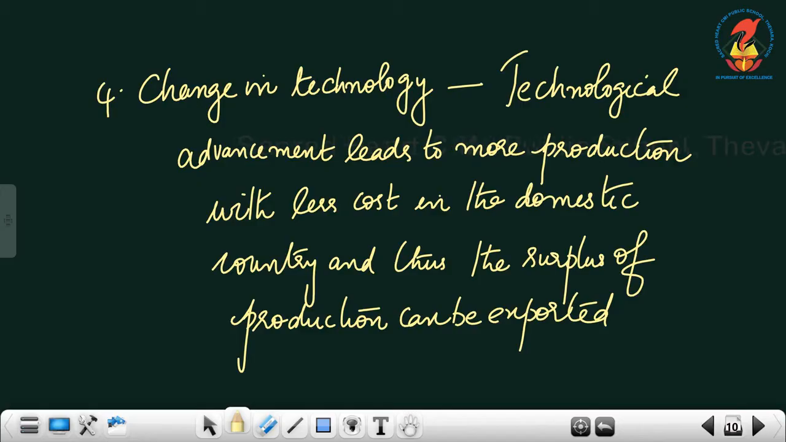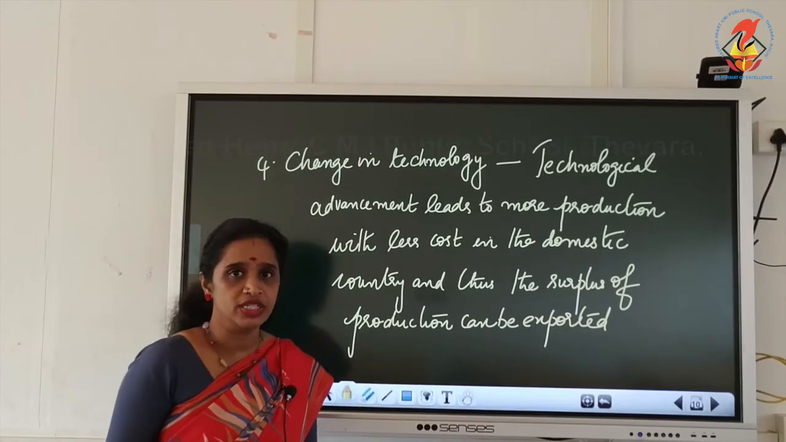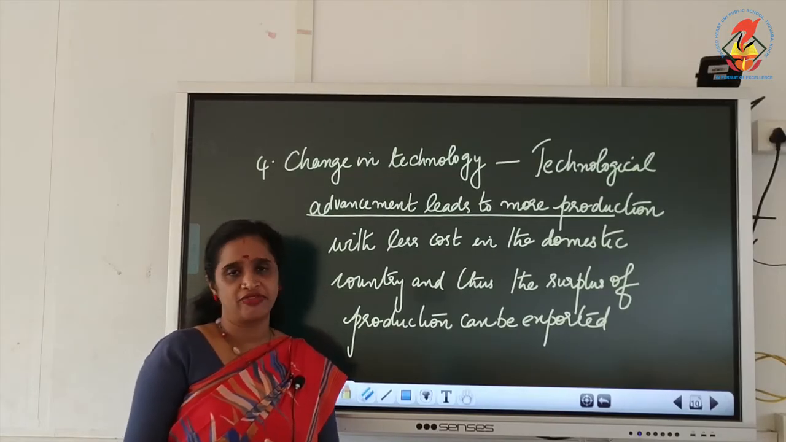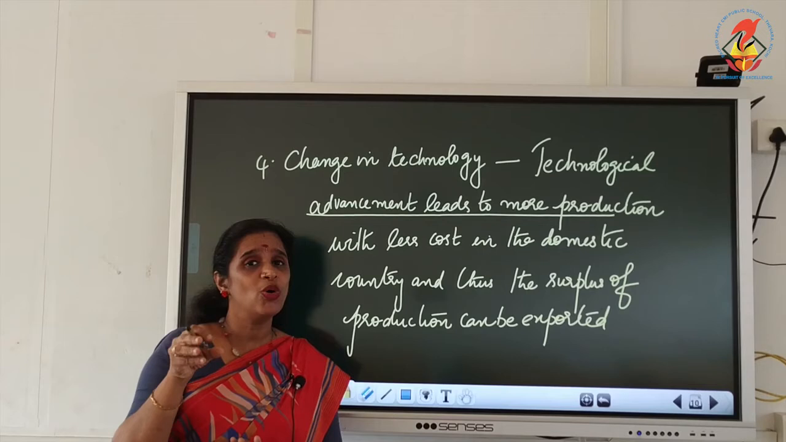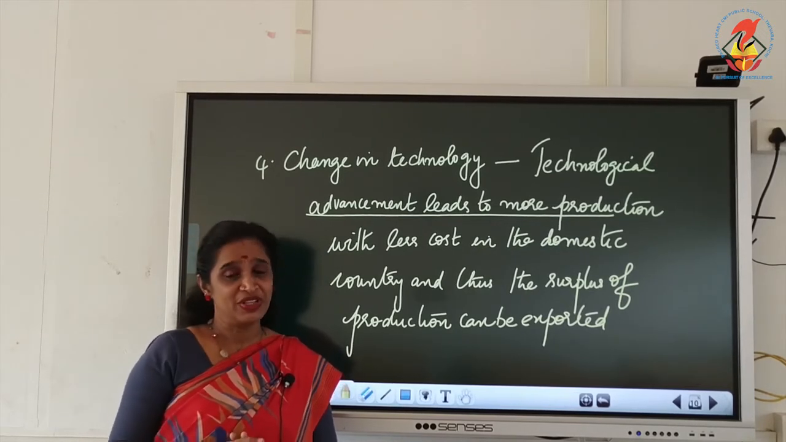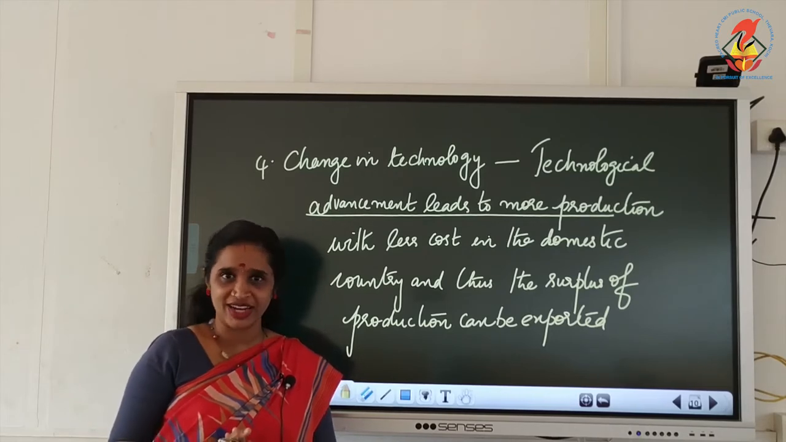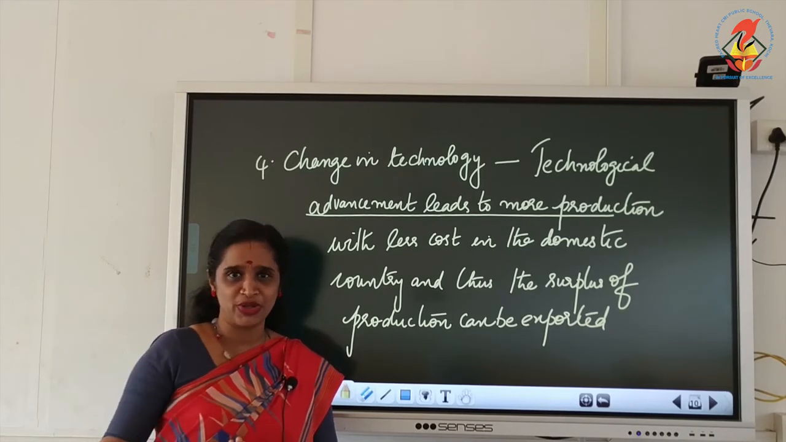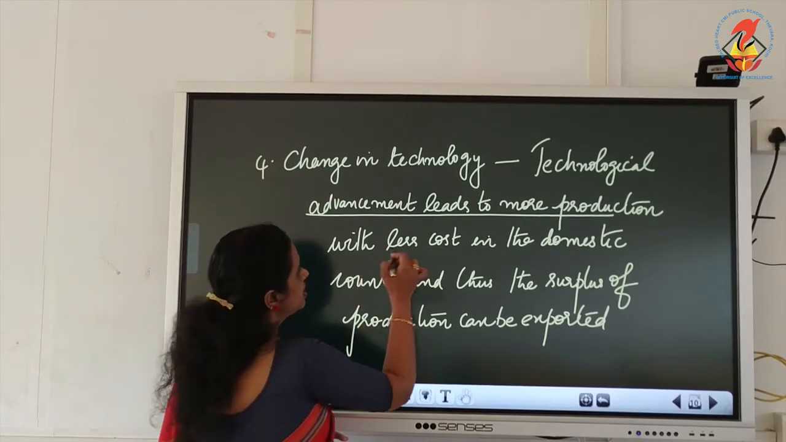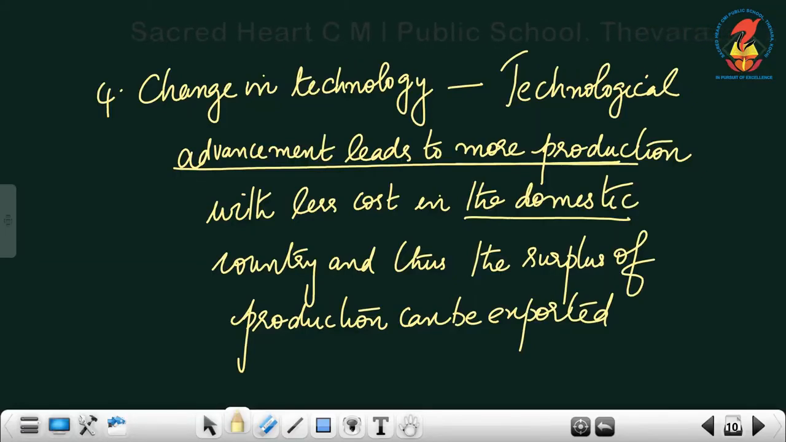Now we will move on to the next economic factor, that is change in technology, technological changes. If there is a technological advancement in our country, in India, if the technology is developed, what will be the end result of that? Technology has developed means more can be produced at a lesser cost within a short period of time. That is the advantage of technological advancement, right?